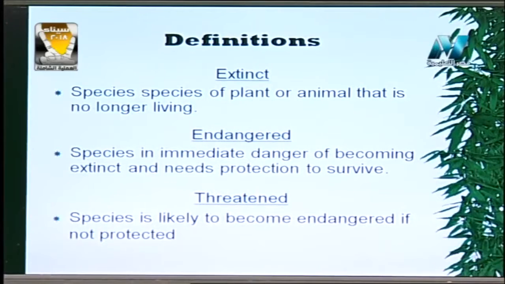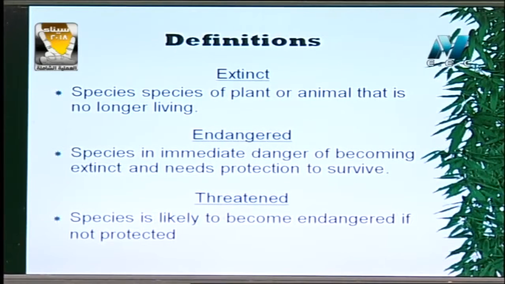Let us first define the meaning of extinct and endangered and threatened and all the words that we have said before. Extinct means species of plant or animal that is no longer living. So extinct means that they have disappeared forever. Endangered means they are in immediate danger of becoming extinct and need protection to survive. So we all have to protect them to survive. Threatened means the species is likely to become endangered if not protected. So there are three stages. First, they are threatened. Second, they are endangered, which means a big threat. And the last stage, they are totally extinct. We hope that we work things out before we reach the second stage, which is endangered.